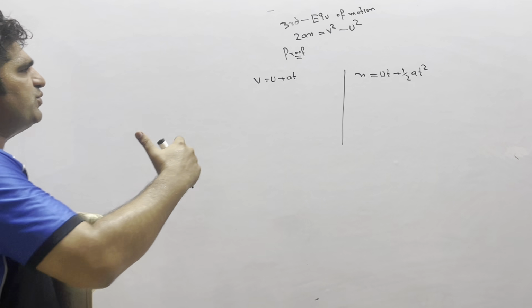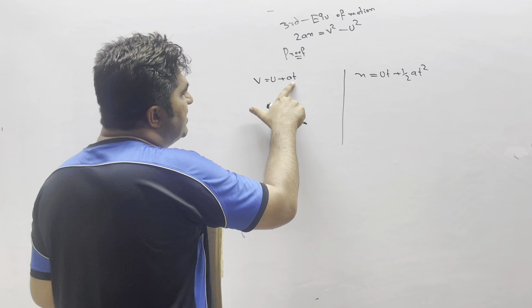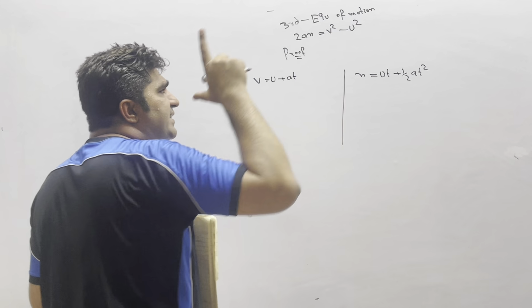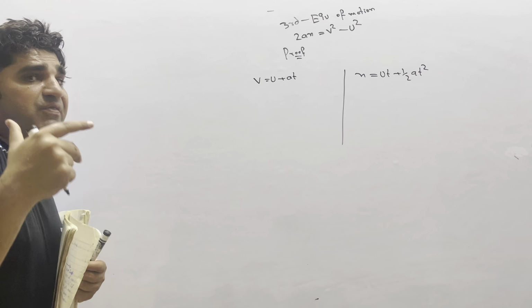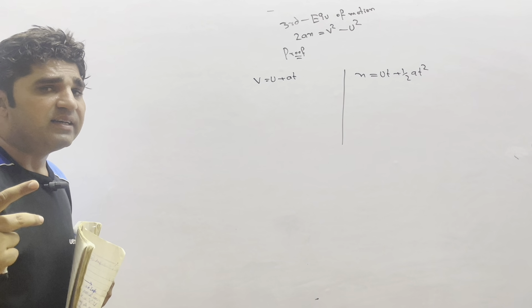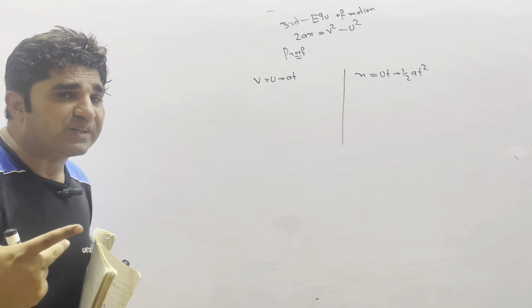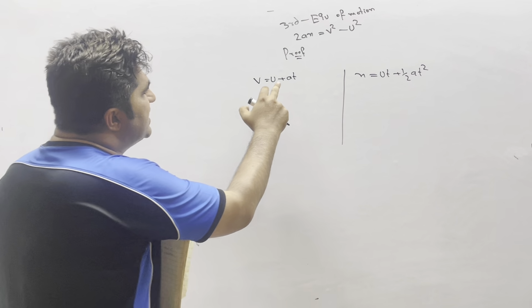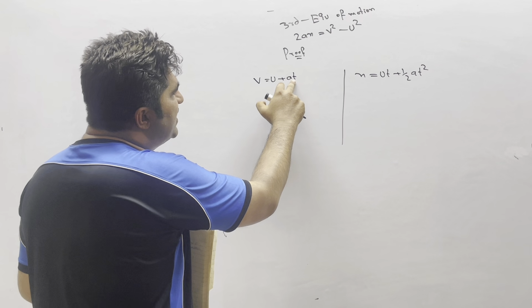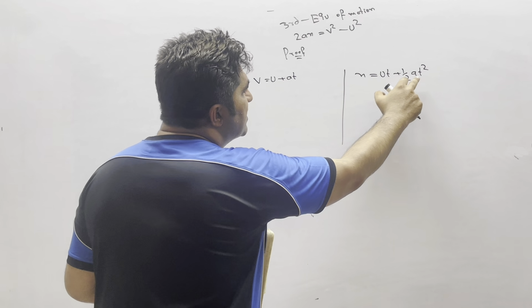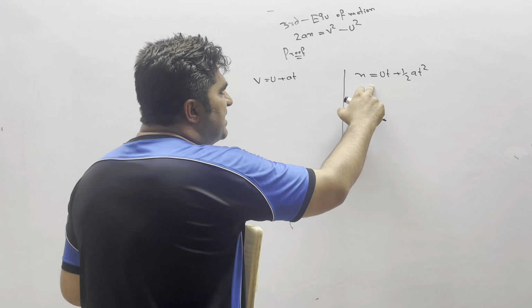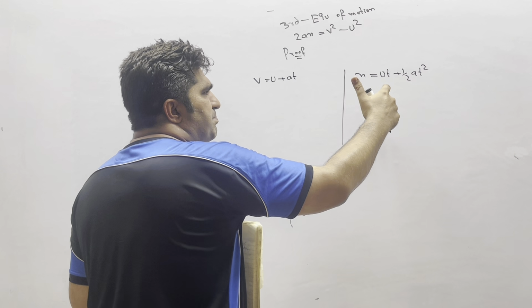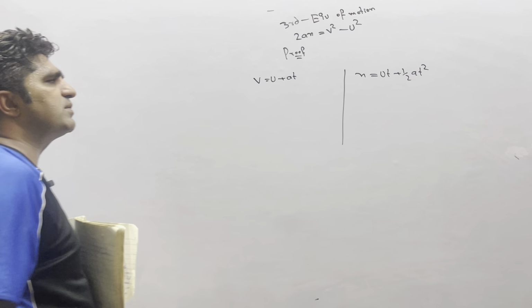If you notice these things, you have a t here, you have a t here. But in the third equation of motion, there is no t. So what do I have to do? I want an equation free from t. I want to eliminate t. I will get t from here, and I put it here. I will get an equation free from t. Maybe I'll get the third equation of motion.